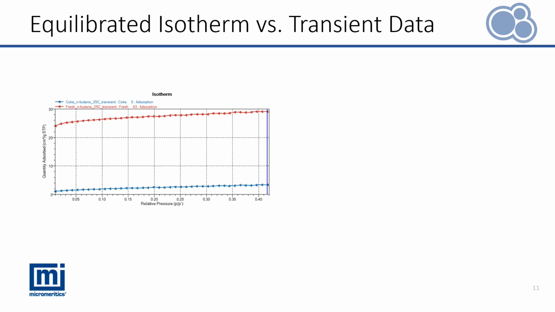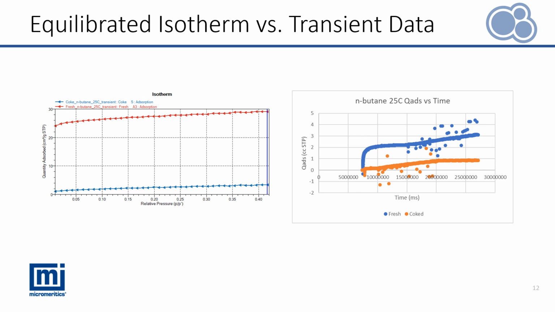Here is an example of what a typical equilibrated isotherm looks like, obtained from the 3Flex, on the left. This particular example is an n-butane isotherm collected at 25 degrees C bath temperature on a coked and fresh variorite. On the right, we have its corresponding transient data, the uptake labeled as quantity absorbed in cc STP plotted against the time in milliseconds. We can also see the noise in the pressure reading deflected from the opening and closing of the valves.